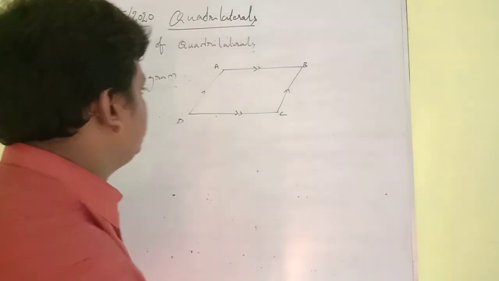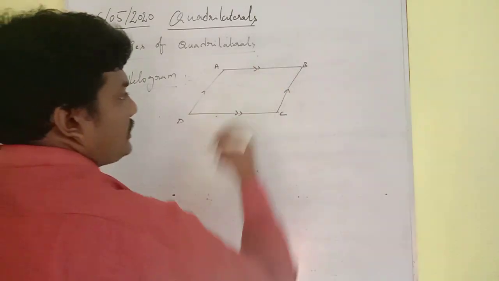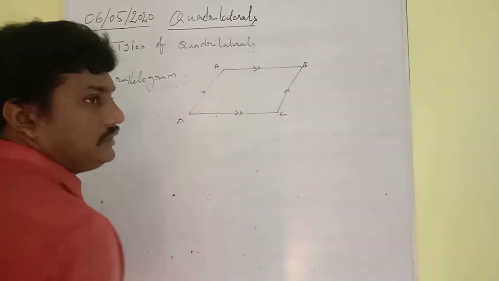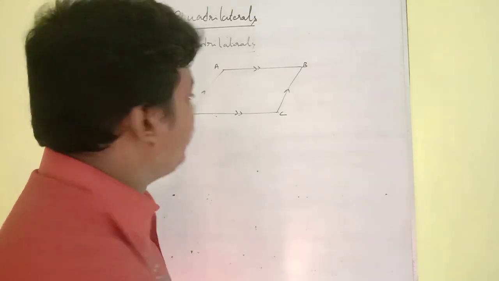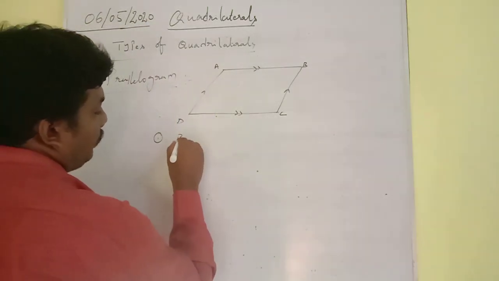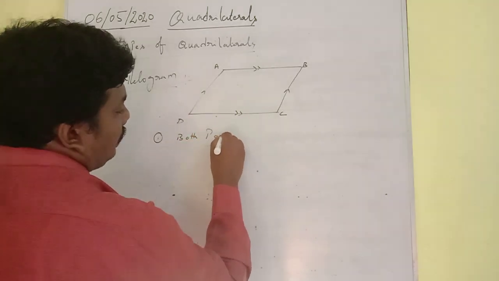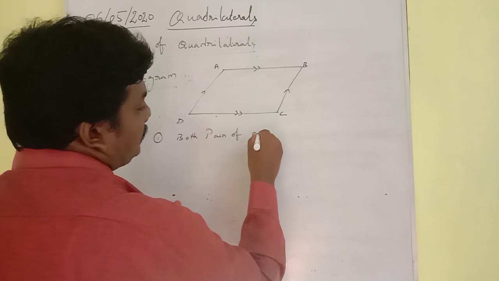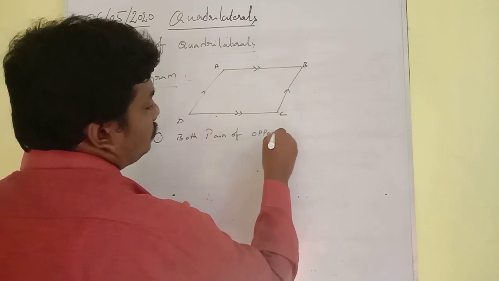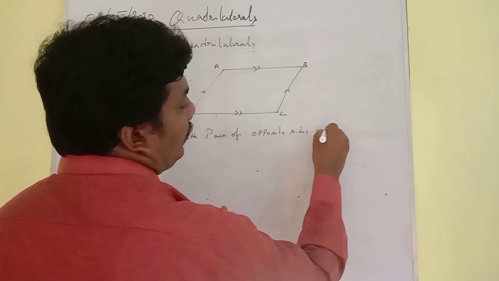So what are the properties now? By the definition, we can say that both pairs of opposite sides are parallel. So the first property you can see is that both pairs of opposite sides are parallel.